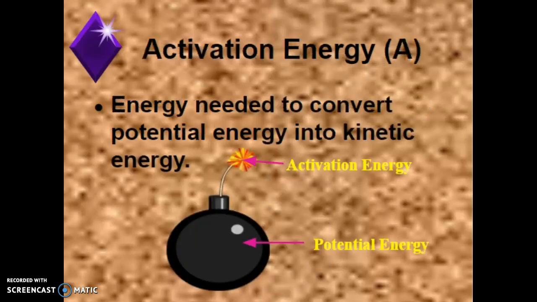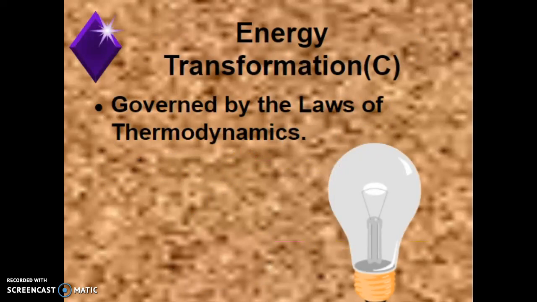Here's activation energy. Kind of gave you that definition a few minutes ago. It's the energy needed to convert potential to kinetic. That's kind of the textbook definition there. So in this example of a bomb, the activation energy is the fuse, and the potential energy is the explosives contained within the bomb. So again, that activation energy is going to push the reaction forward.